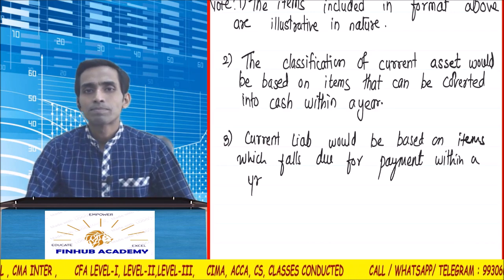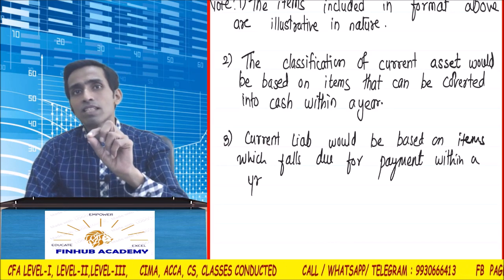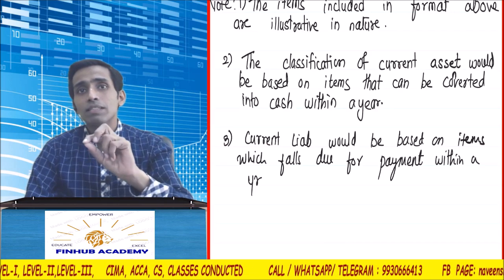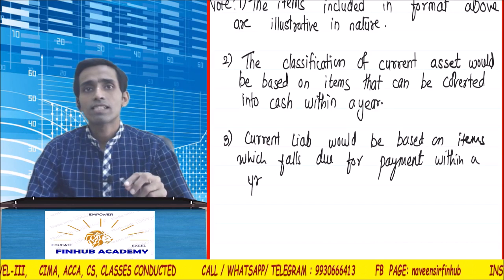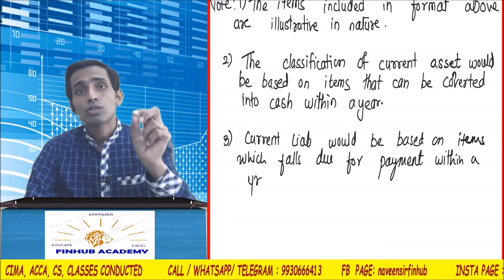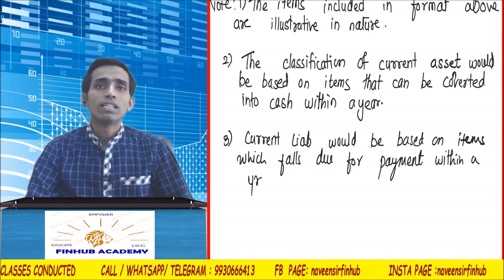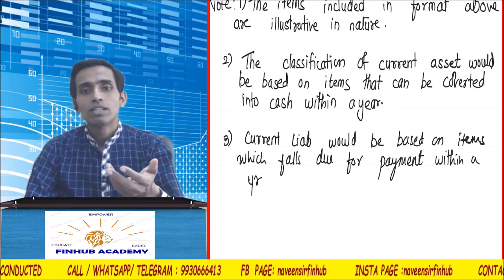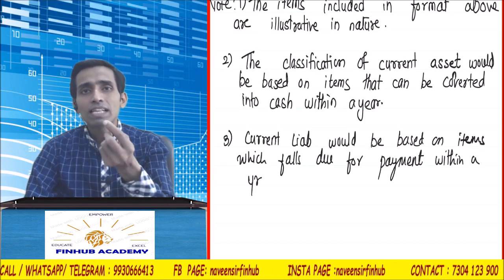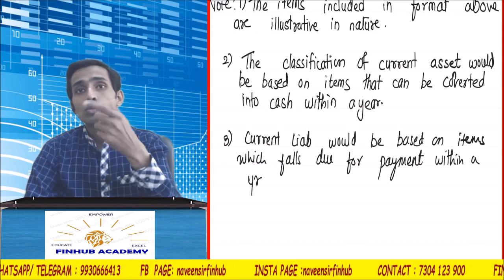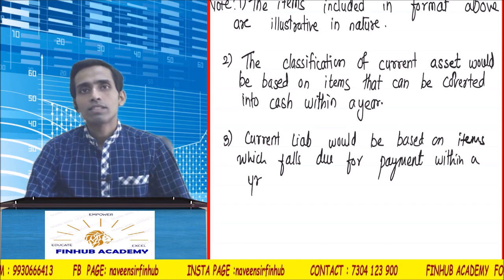Current asset upon current liability is called current ratio. We will see this in ratio analysis. Generally it is said this ratio should be 2 is to 1. If it is 2 is to 1, what does it mean? It means that for 1 rupee of current liability you have, you have twice that in current assets.